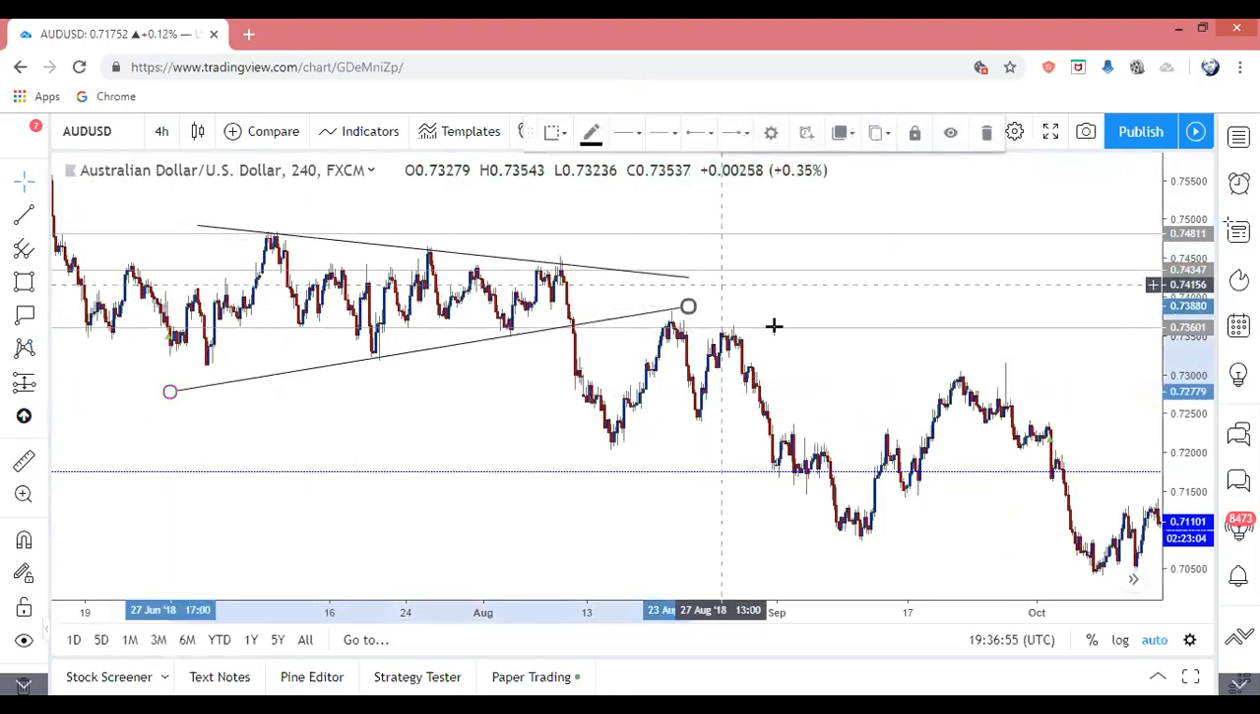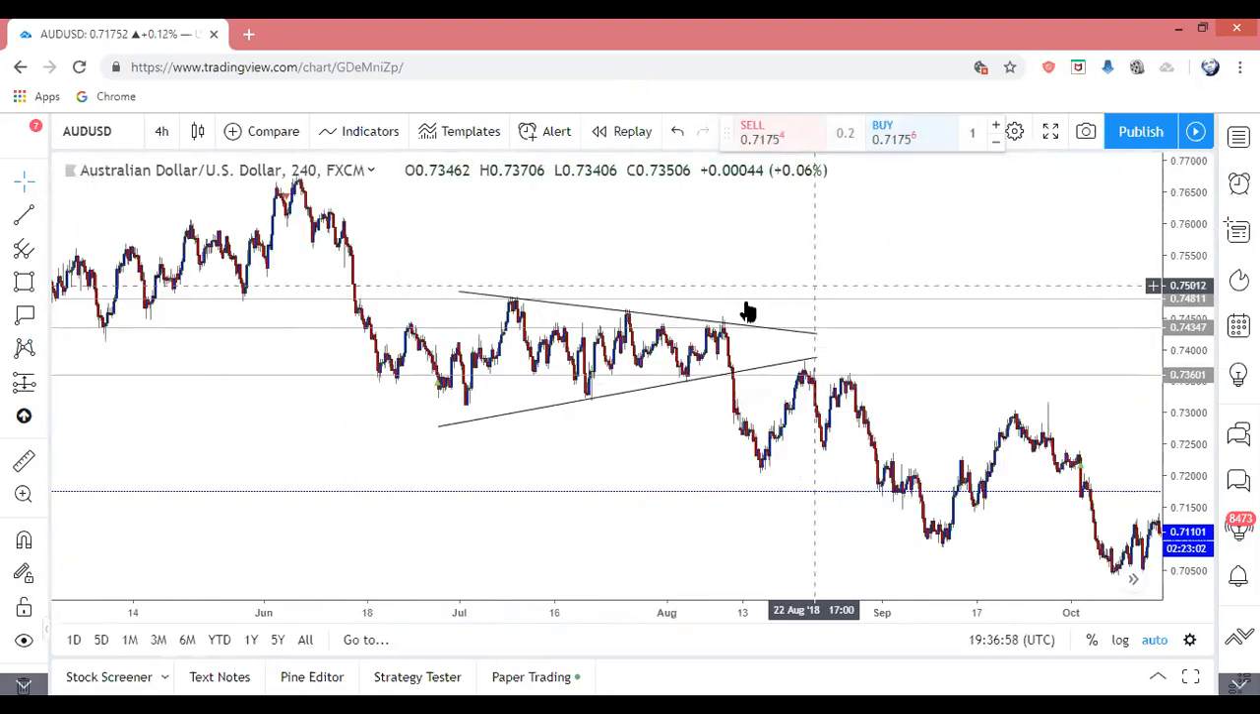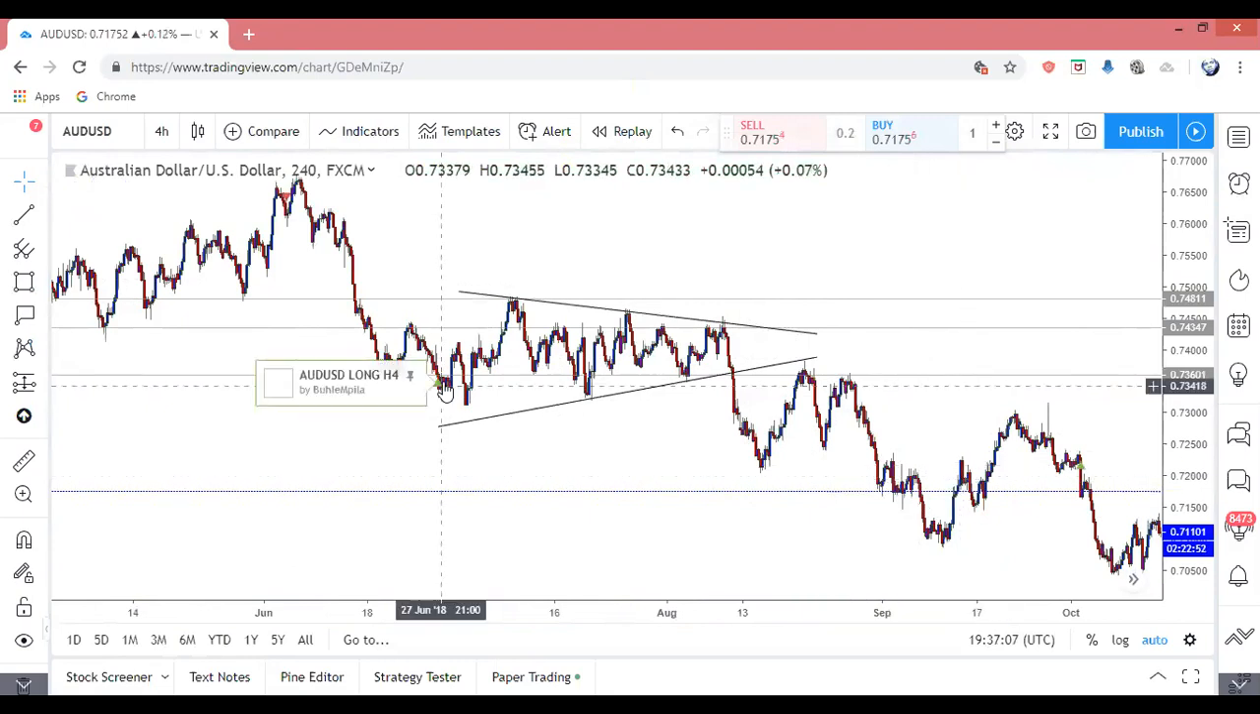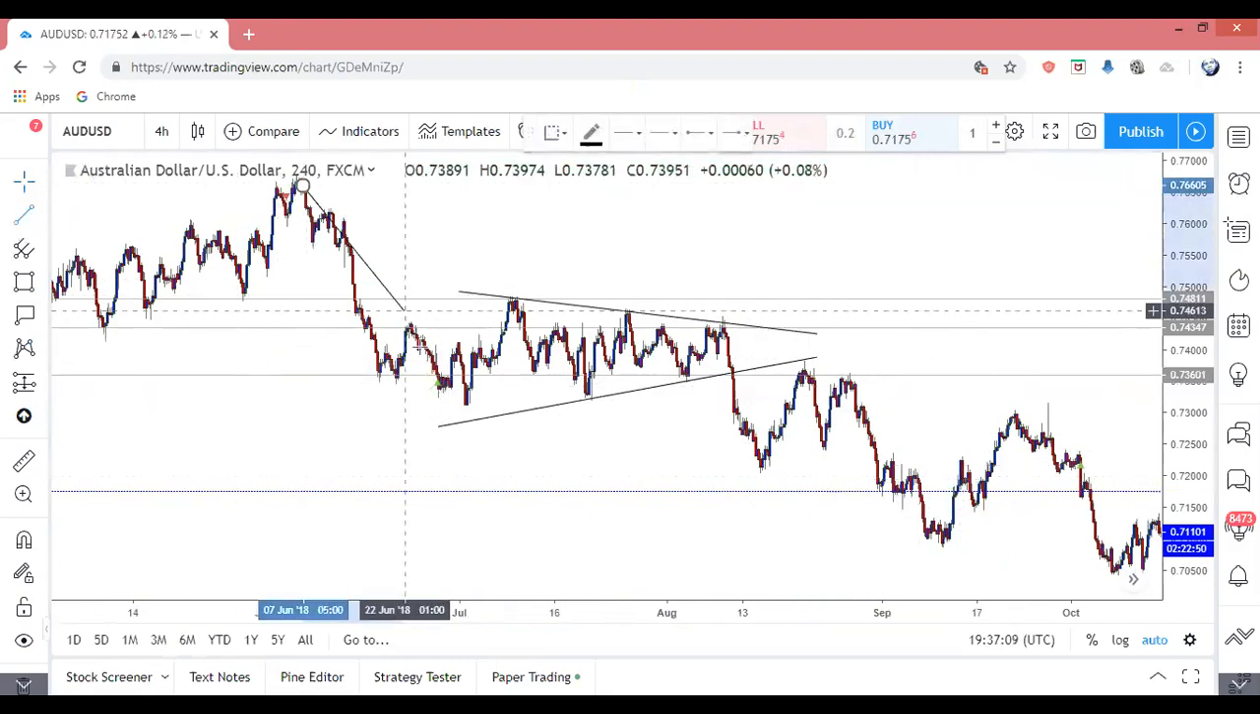You see why you would have used the trend line? Because when it broke out, it came back to retest again, and then it went further down. Then you would have measured that length.